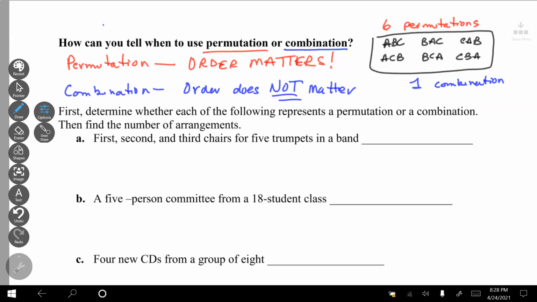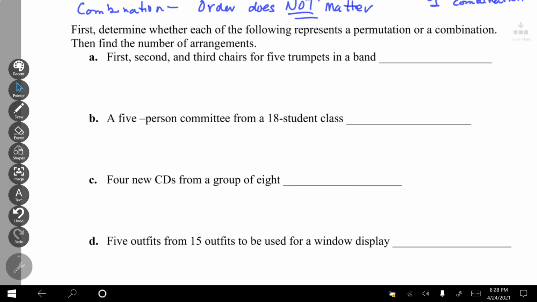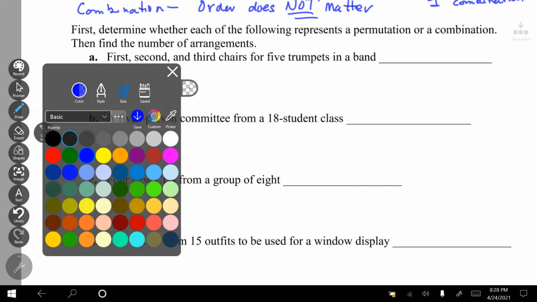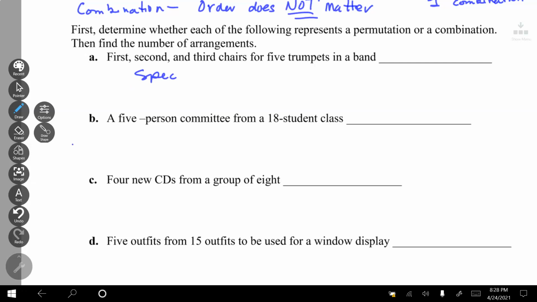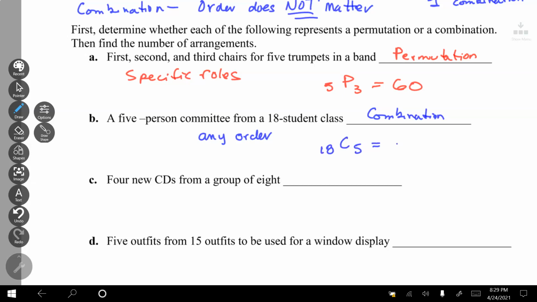So let's look at what we have. When does order matter and when does order not matter for these examples that we're going to go through? First, second, and third chair in a band. Those are specific roles. Since they're specific roles, it is a permutation. 5P3 is 60 ways I could do it. A 5-person committee out of 18 could be any order. Just 5 people. It's a combination. Who cares? 18C5 is 8,568 ways it could be done.